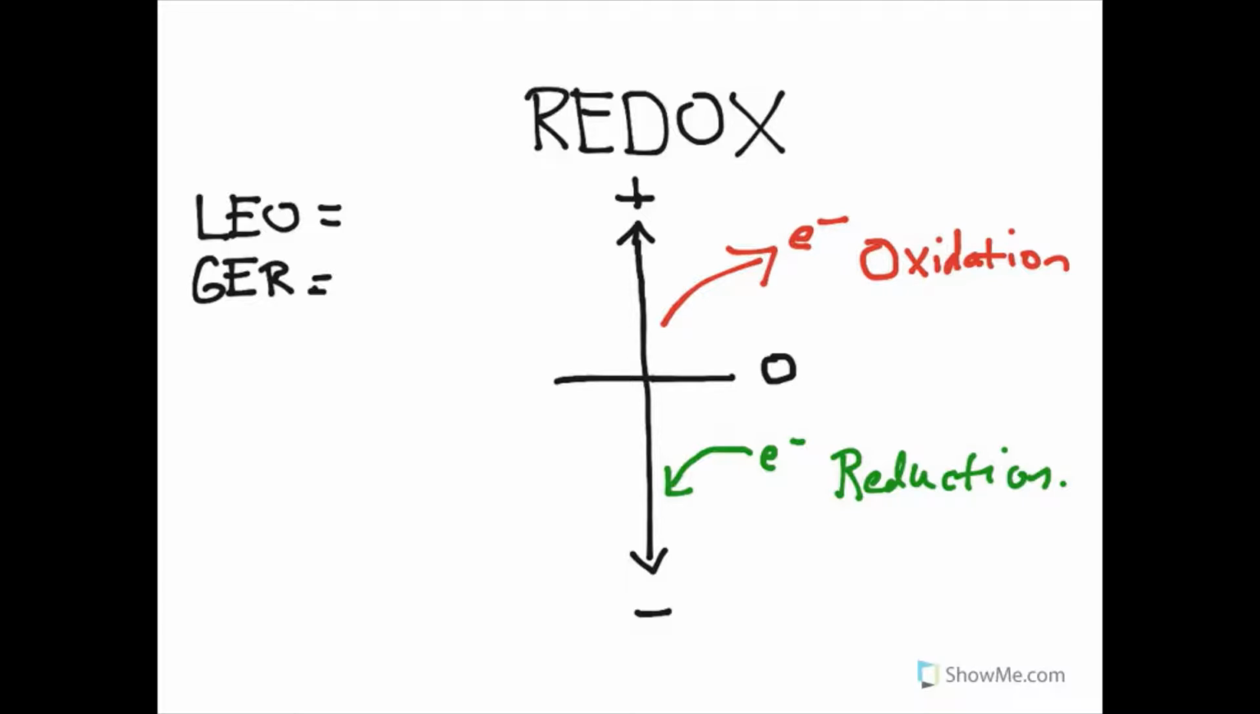Okay, so LEO GER. We want to think loss of electrons is oxidation, gain electrons is reduction, redox. And let me actually just remove that I, so it's easier to use that for the redox. Okay, so this should help you guys keep that more straight.